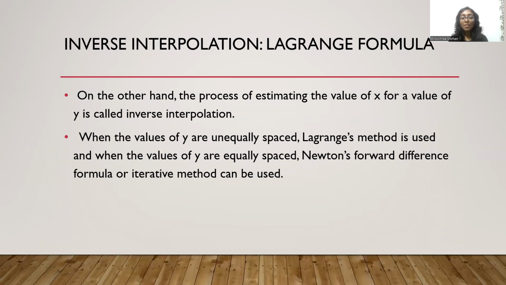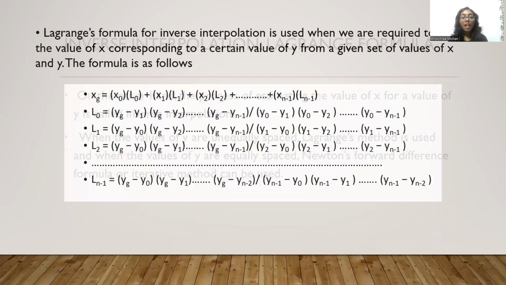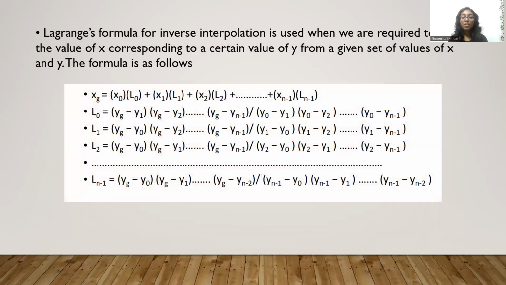Inverse interpolation Lagrange formula. On the other hand, the process of estimating the value of x for a value of y is called inverse interpolation. When the values of y are unequally spaced, Lagrange's method is used. And when the values of y are equally spaced, Newton's forward difference formula or iterative method can be used. Lagrange's formula for inverse interpolation is used when we are required to find the value of x corresponding to a certain value of y from a given set of values of x and y.